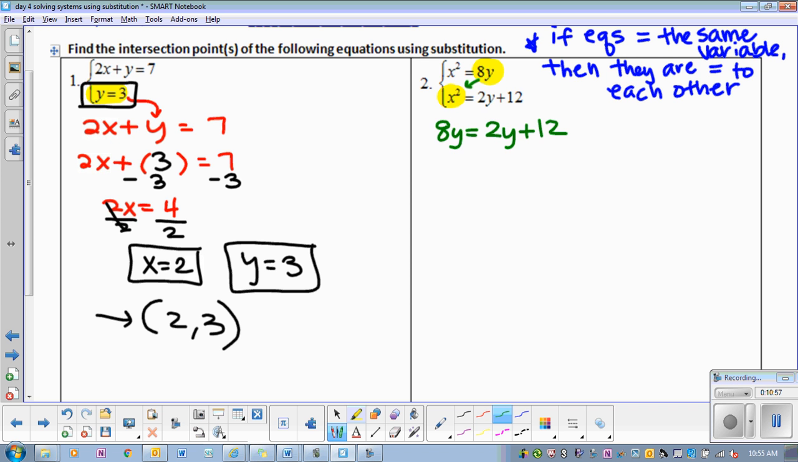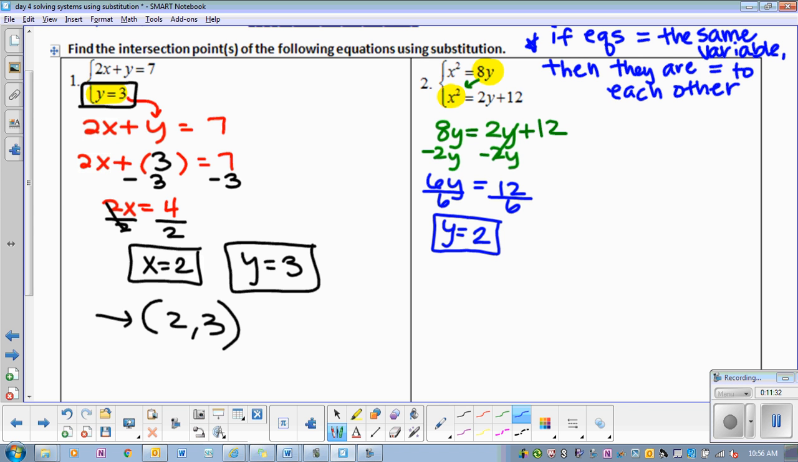You don't want to subtract the 12. You want to solve for y. So minus the 2y. Then you have 6y equals 12. Now what? Yeah, divide by 6. So y equals 2.